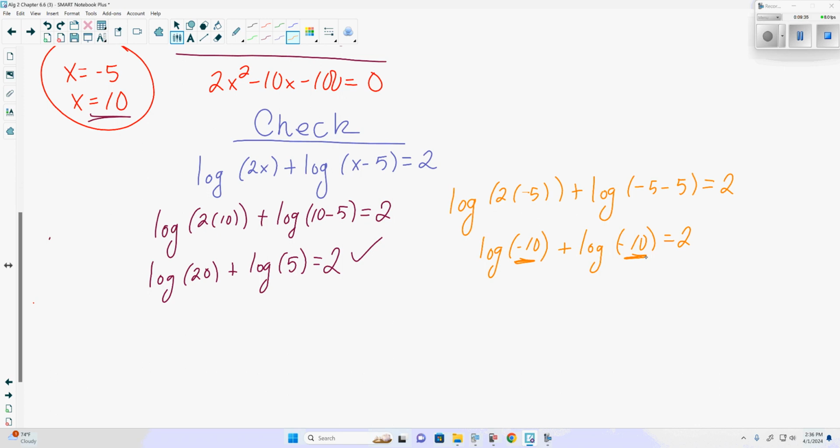So since there's a negative in both of these logs, it tells us that the only value of x that actually works for this here is 10. The x equals -5 is an extraneous solution. It's a solution that shows up in the process of solving, but does not work in the original problem. Questions on this here?